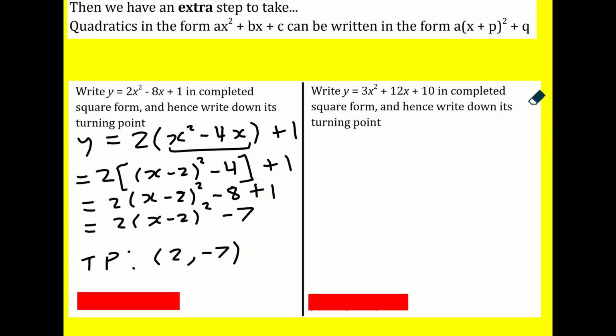Try this one yourself. Pause the video, give it a go. Do try it. Look at my steps on the left. Give it your best shot. If you get stuck at some point, then replay the video. But if you can get there yourself, then you've understood the main idea of today's lesson.